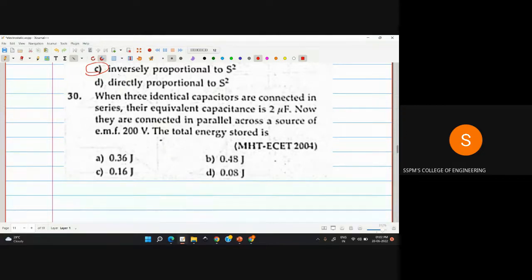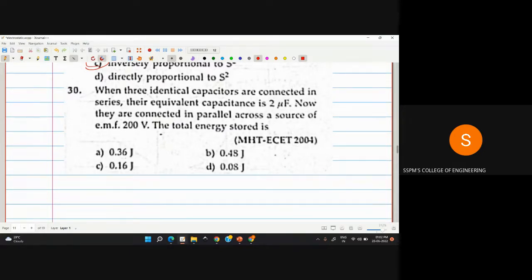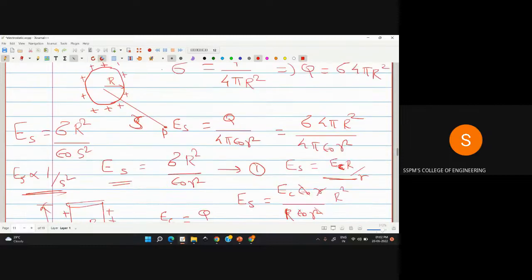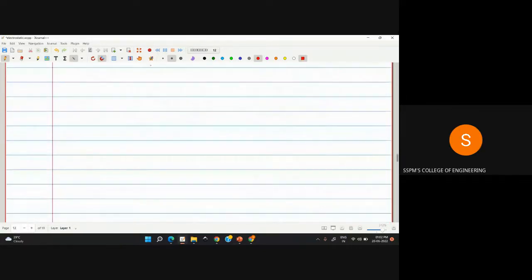When 3 identical capacitors are connected in series, the equivalent capacitance is 2 microfarad, and now they are connected in parallel across a source of voltage 200. So what will be the energy stored? So first you have to find out the value of C. Now see how to calculate the value of C.